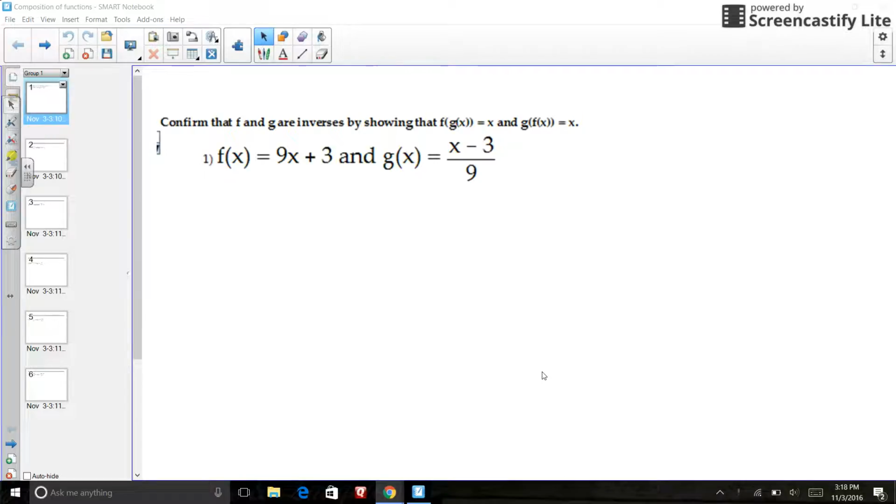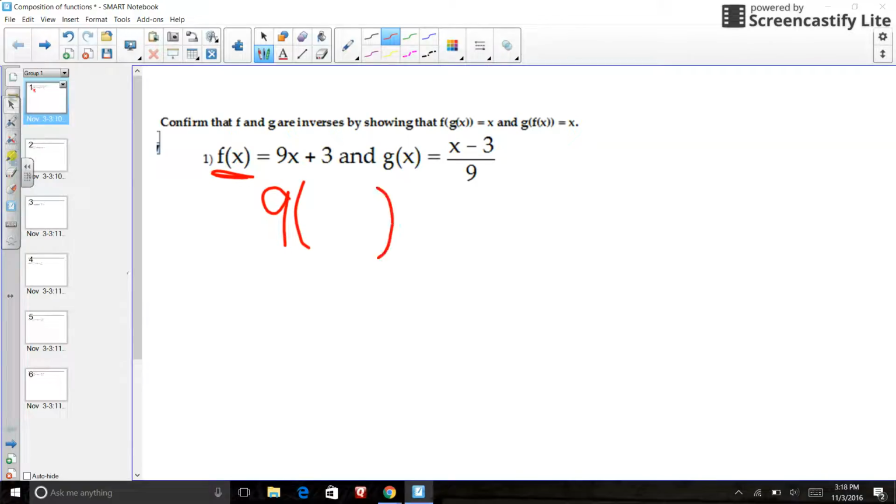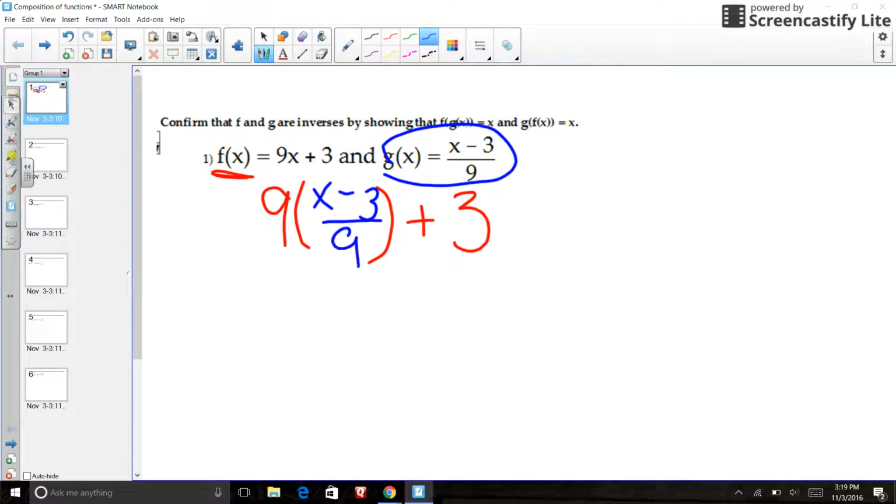All right, so this one we start with f of x equals 9x plus 3 and g of x is x minus 3 over 9. So I'm going to pick red to be my f function. I know that I'm going to take f and I'm going to plug the g in. So I'm just going to write 9, and instead of writing the x, I'm going to put a parentheses there, and I'm just going to do plus 3. And then I'm going to take my g function, which I'm going to make blue, is going to be x minus 3 over 9. So I just plugged that in.